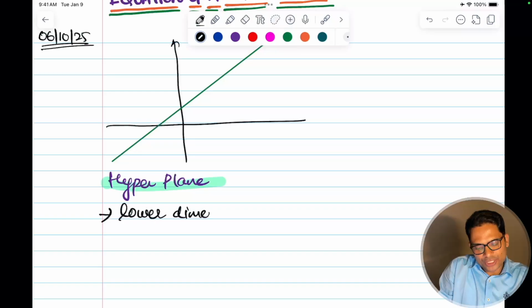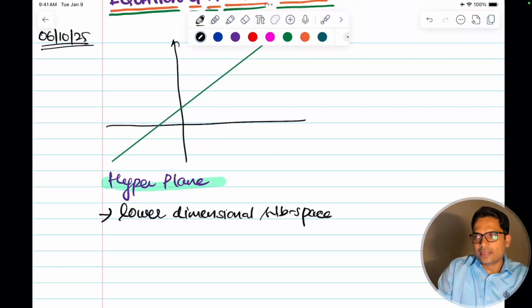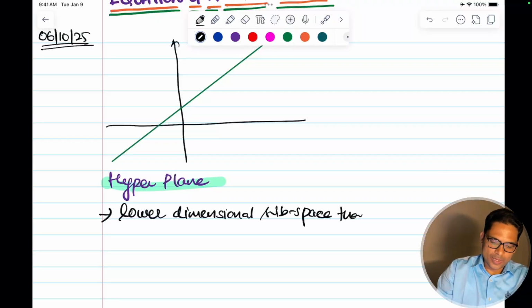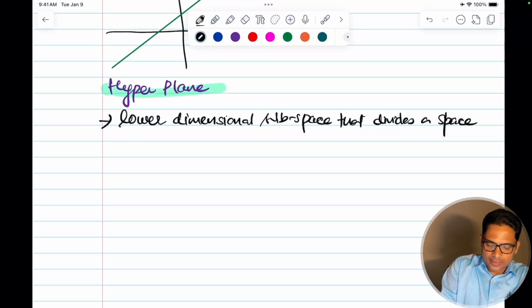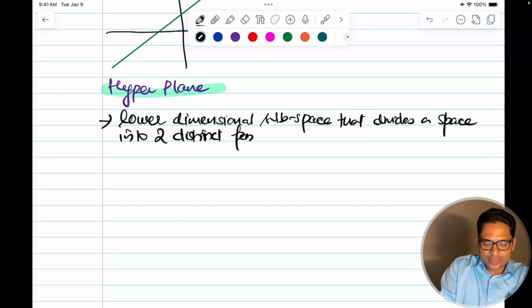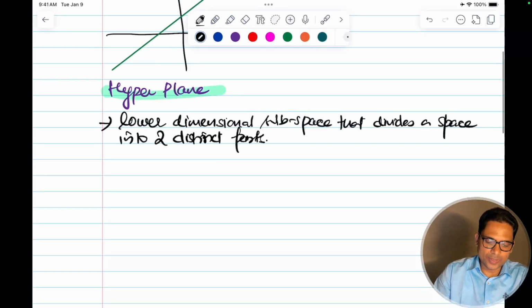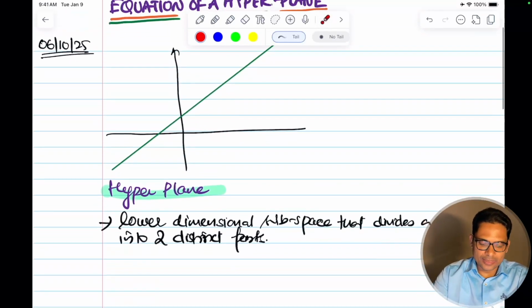A lower dimensional subspace that divides a space into two distinct parts. So now we understand what a hyperplane is. Even this line is a hyperplane.